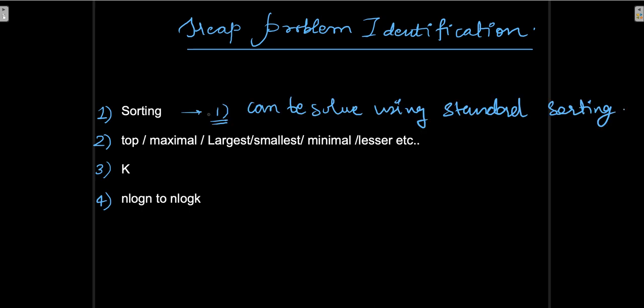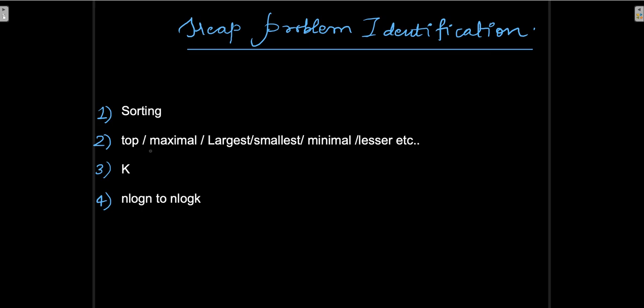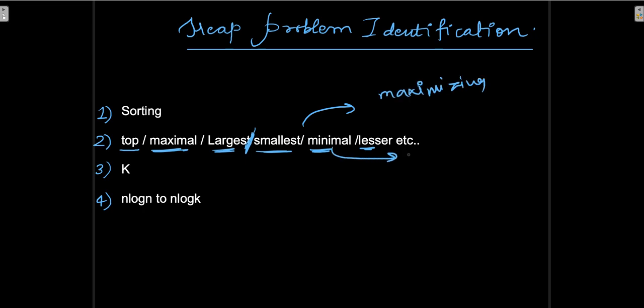What next? The next one is that you will be able to identify some keywords, like top, maximal, largest, and other than that, smallest, minimum and maximum. Basically, the problem would be asking you to maximize something, or it could also ask about minimizing something.